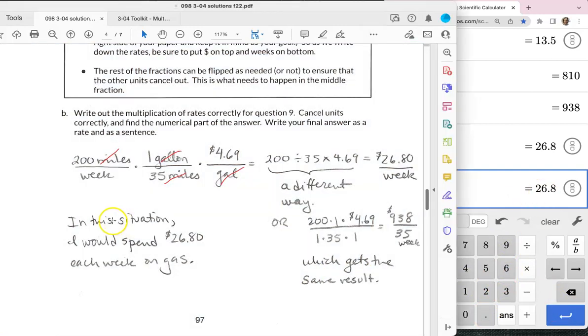So that's great. And write your answer as a rate and as a sentence. In this situation, I would spend $26.80 each week on gas. So hopefully this is making sense for you. I'm trying to present these topics in a way that you can relate to from real life information.